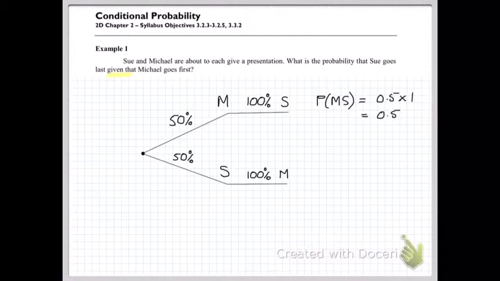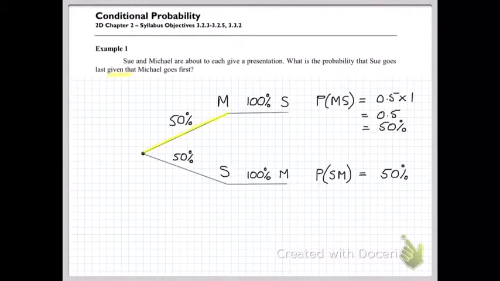look like this. I usually prefer to convert percentages to decimals because the numbers just seem to be easier to work with. So the probability is 0.5 times 1 or 0.5, and of course you can present that as a percentage if you prefer. The same way would give us 50% for Sue first and then Michael second.